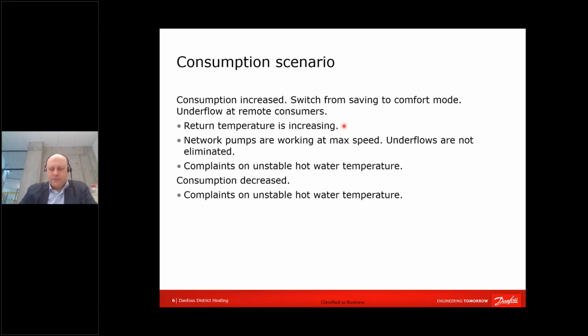Naturally, that is leading to a return temperature increase. Network pumps are working at max speed and underflows were still present. Of course, it might also lead to complaints about unstable hot water temperature. And when we switch to a consumption decrease scenario, we also might face complaints about unstable hot water temperature.